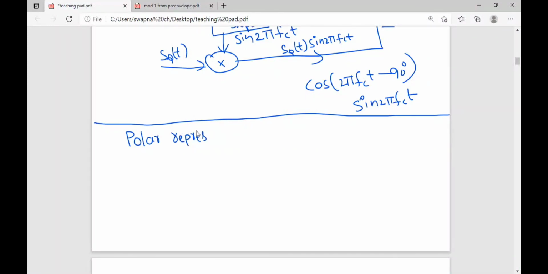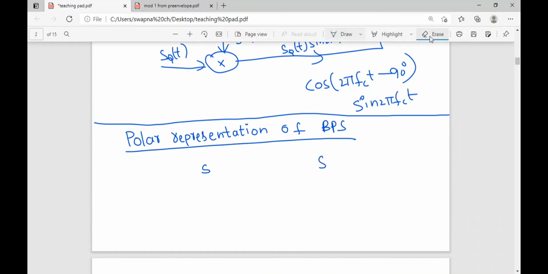Next sub part in the same topic is polar representation of bandpass signal. So if you recall, I have shown you the polar representation of S cap of t, right? What was a polar representation? You need to represent any signal in the form of magnitude into angle form. Magnitude into angle form is nothing but the polar representation. So here I want to have the polar representation of bandpass signal S of t.